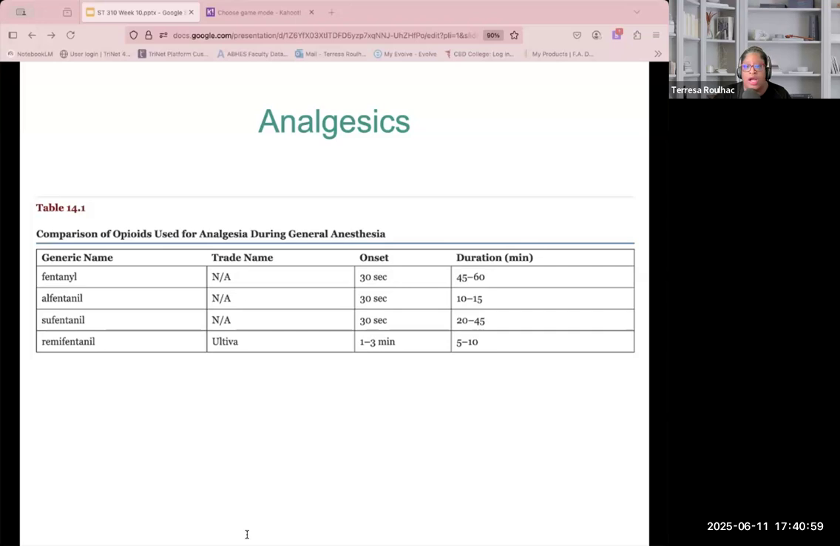Now, these drugs are commonly used because of their morphine-like effects, which helps maintain that pain-free effect. Okay.